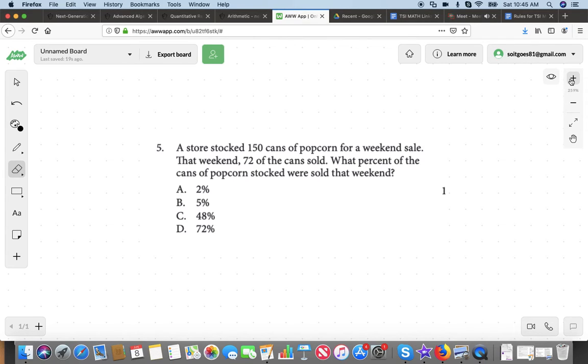Let's think about this with just basic logic. Basic estimation. If you're going to guess, don't even look at the answer choices right now. If they've got 150 cans of popcorn, they sold 72 of them. What percent roughly is that? Roughly half, which is what percent? 5%? No. Well, let's think about it. 48%. Yeah, half is 50%, right? If something's half off, it's 50% off, right? Half is 50%. Not 5%.